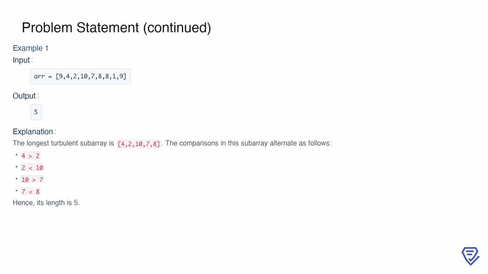Within this subarray, the comparisons alternate: 4 2, 2 10, 10 7, and 7 8. Each consecutive pair alternates between greater than and less than. This pattern gives us a turbulent subarray of length 5, which is the longest such subarray in this input.